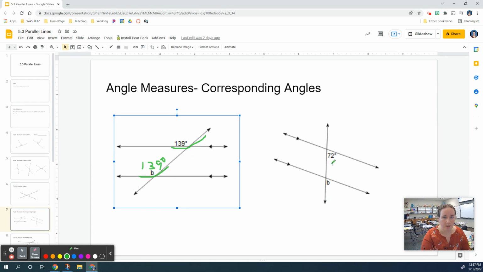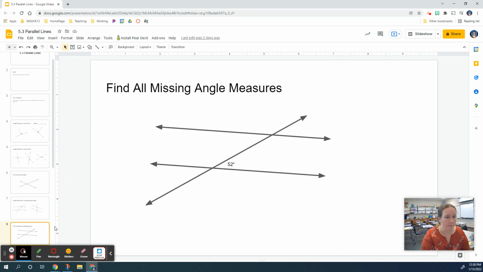So if I look at my corresponding angles here, if this is 72, since I could just slide that angle right on down, this one would also be 72 degrees. Now, because I know this, I can figure out all 8 angles with these two parallel lines and this transversal.